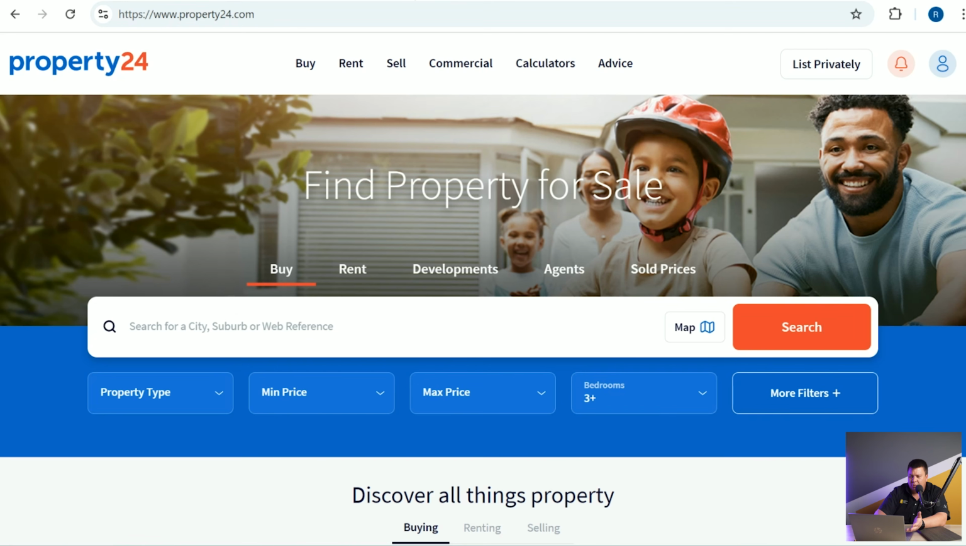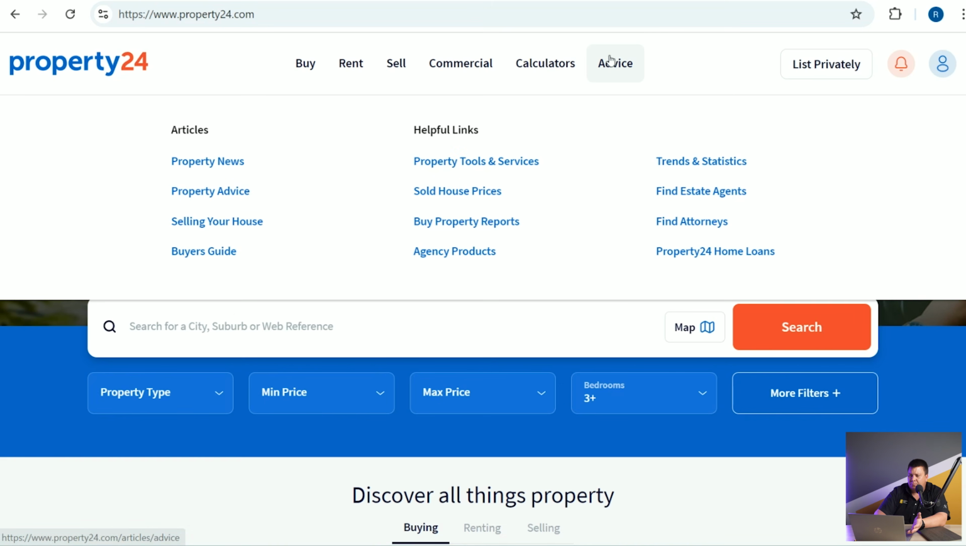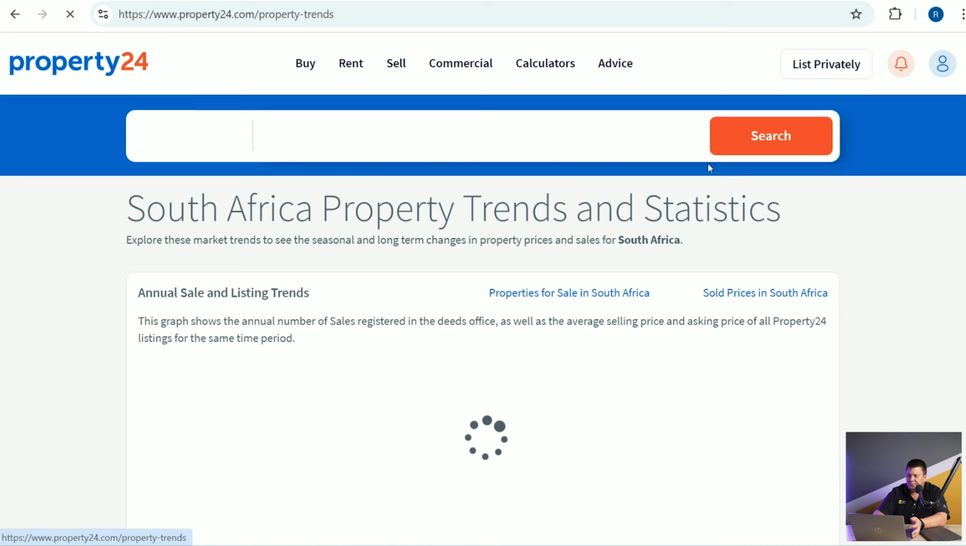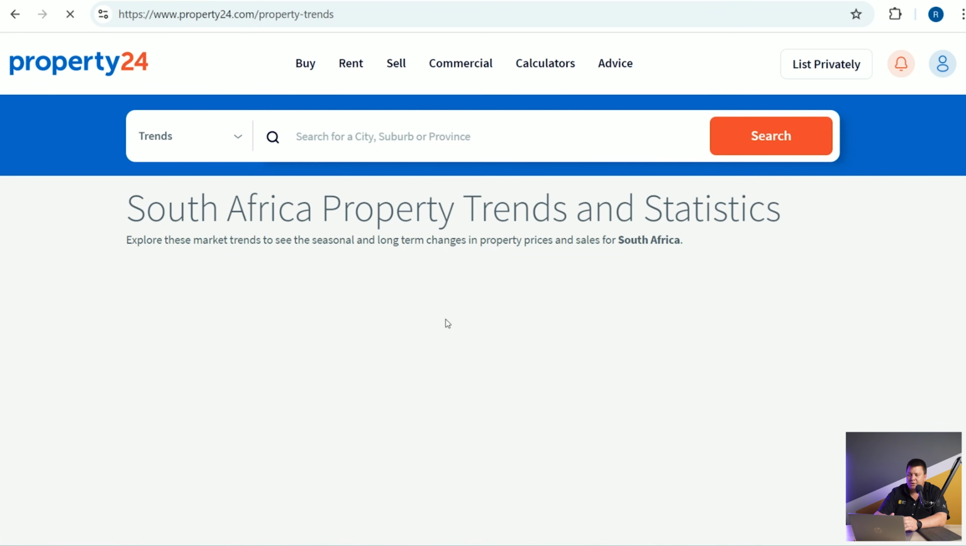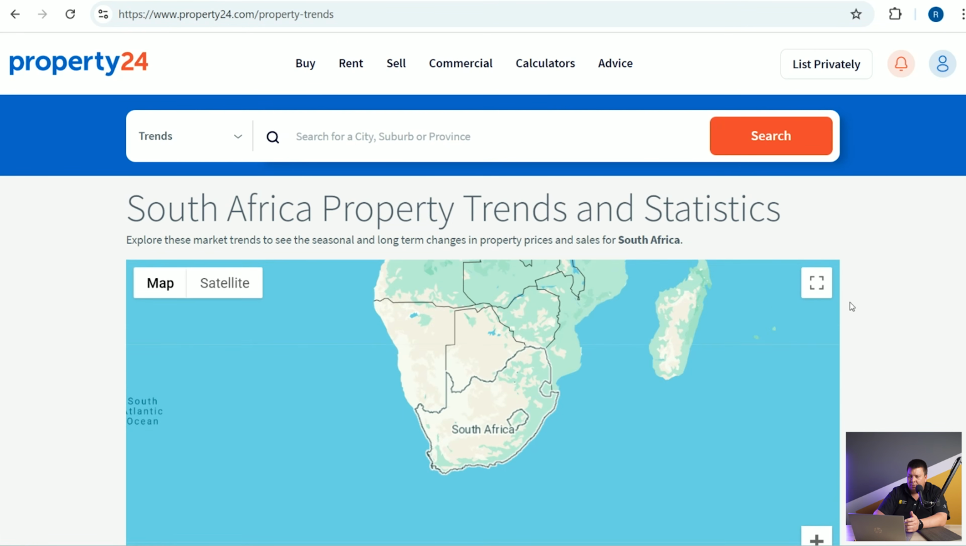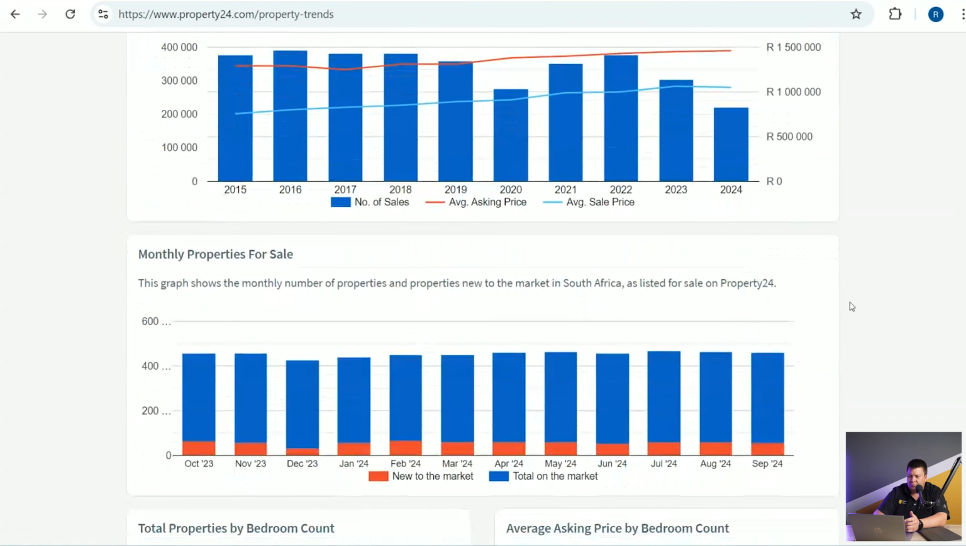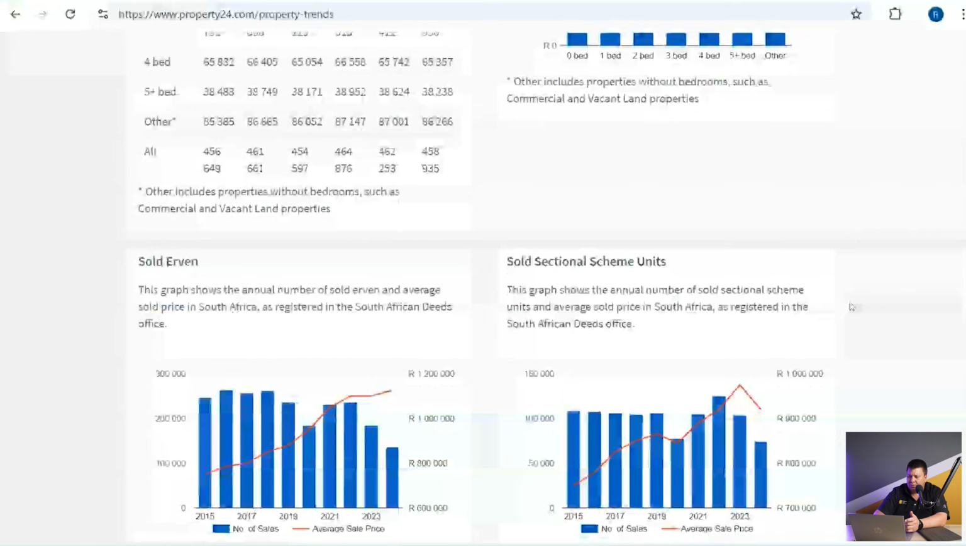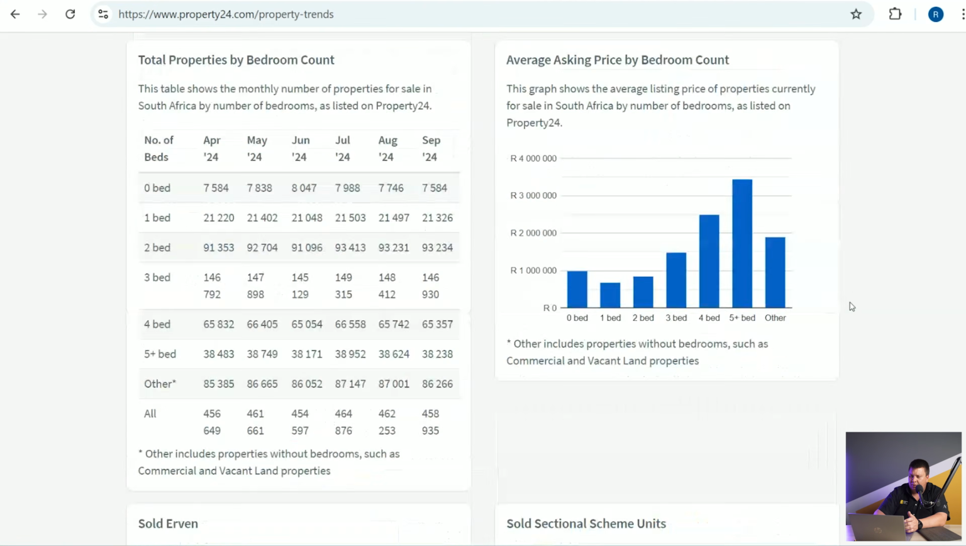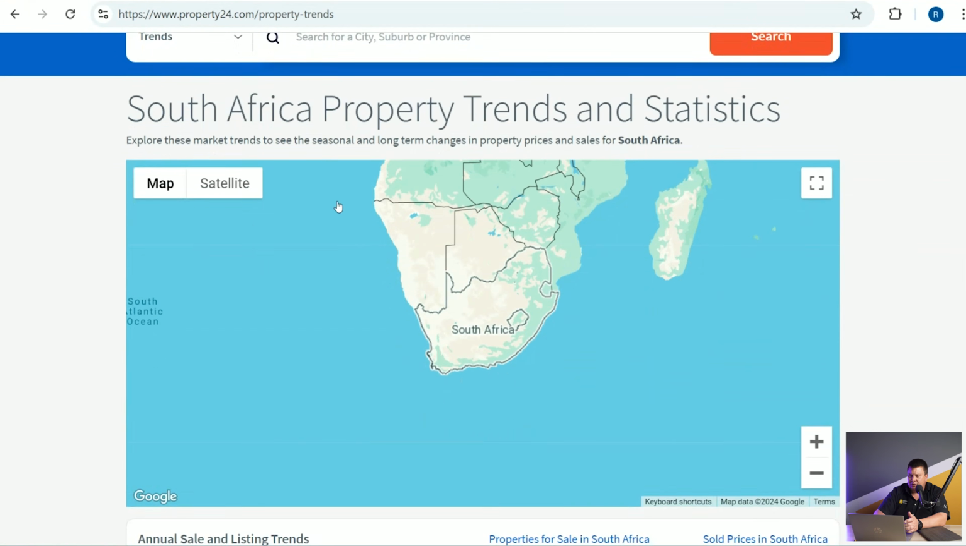So if we go onto the homepage, on the top right, you'll find an advice tab, and then you can scroll down to trends and statistics. If you click that, it will open up this page that I'm wanting to share with you. This is the homepage for the trends and statistics that are put together by Property24. And it starts off by default looking at South Africa as a whole.